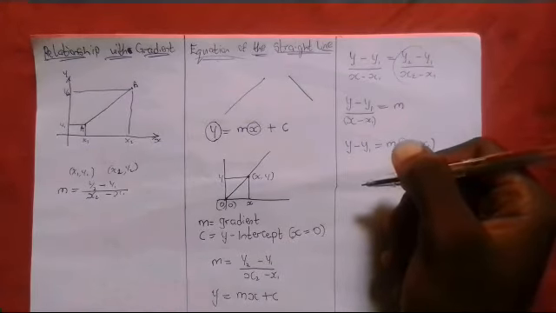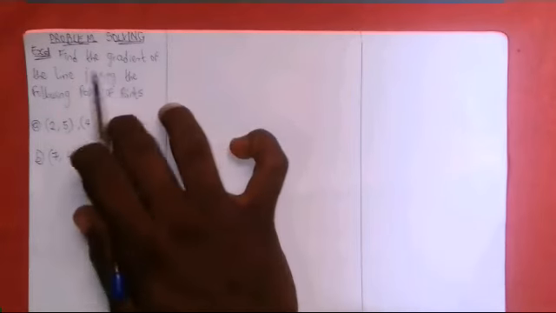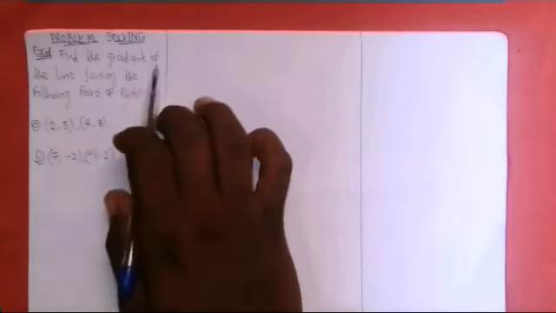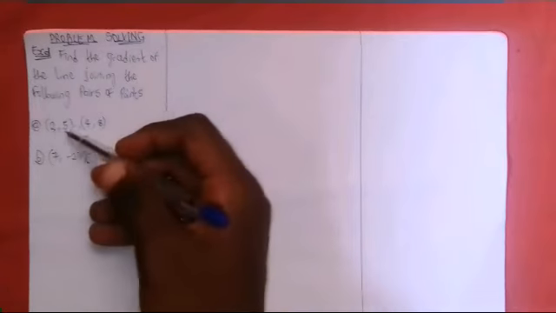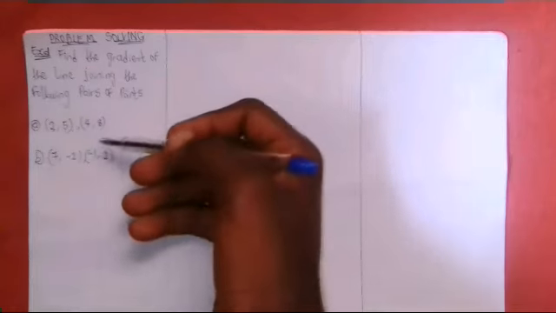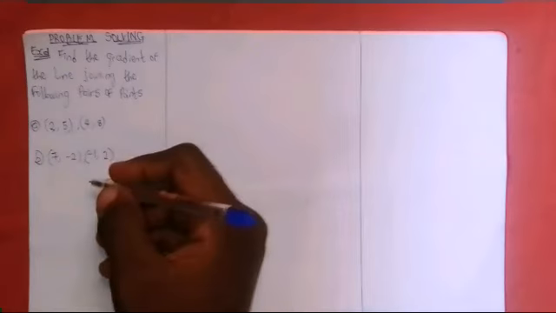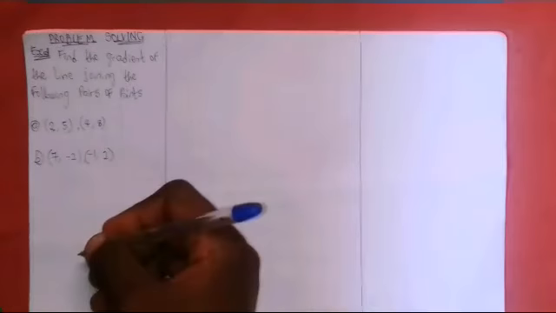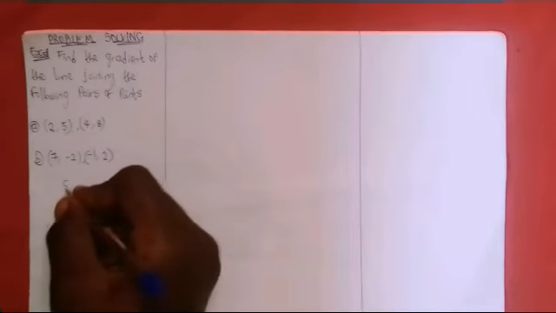Now we move to solving of questions. Now we move to the problem solving section of this course. It said find the gradient of the line joining the following pairs of points. It gave us the first pair, 2, 5 and 4, 8, and it gave us the second pair, 7, minus 2 and minus 1, 2. Now these questions are actually going to be easy for you if you follow the method and the formula I gave in the initial setting. Now to the solution.